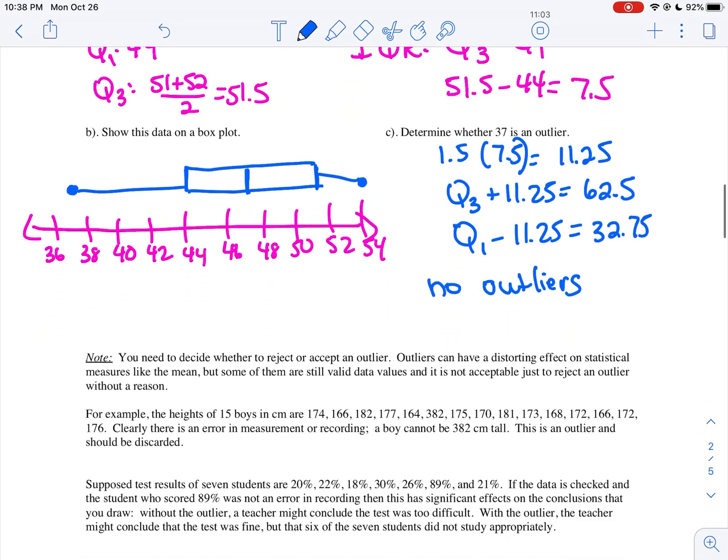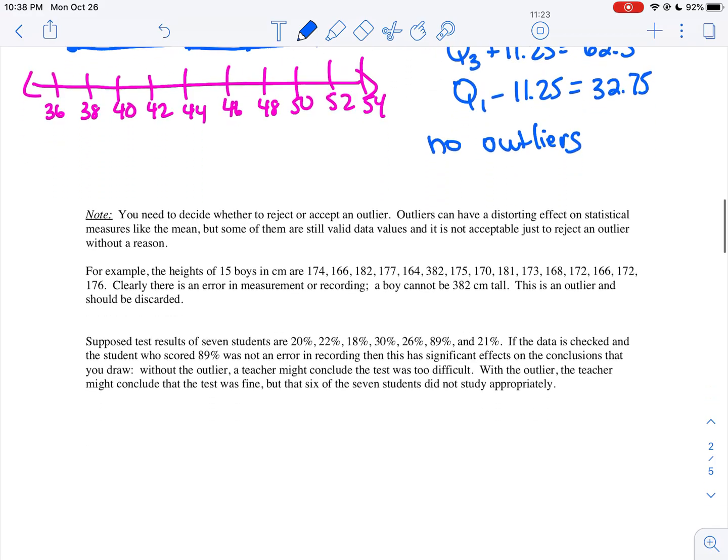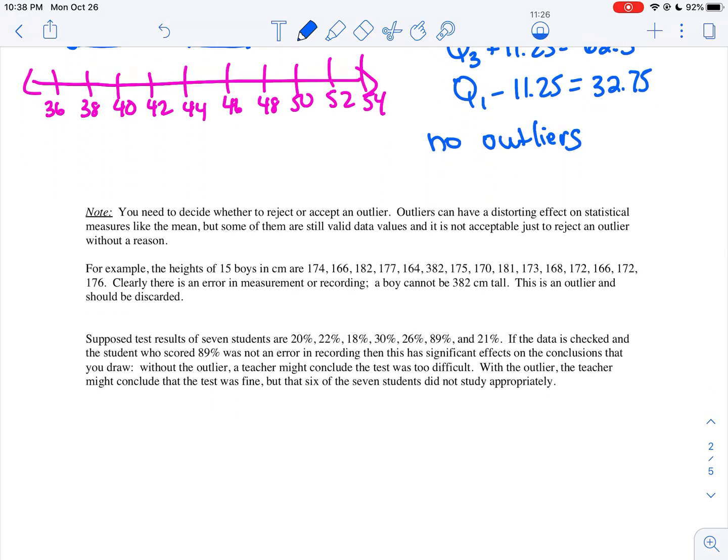Okay? All right. Note, you need to decide whether to reject or accept an outlier. Outliers can have a distorting effect on statistical measures like the mean, but some of them are still valid data values, and it is not acceptable just to reject an outlier without a reason. For example, the heights of 15 boys are in centimeters, so they're given here. Clearly, there is an error in measurement or recording. A boy cannot be 382 centimeters tall. This is an outlier and should be discarded. So that's kind of the understanding I want you to get.